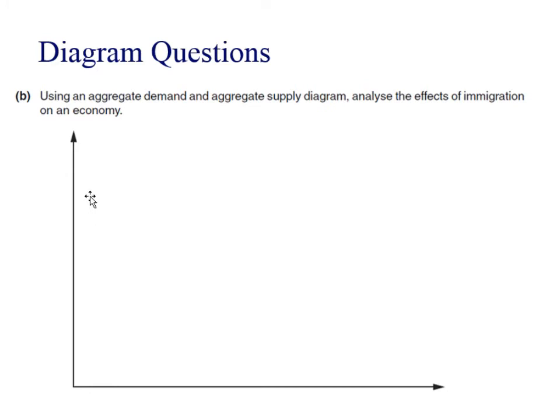So I imagine we have AD sloping downwards, we have AS sloping upwards. Analyse the effects of immigration on an economy. Well, you have to think, what would that affect? Would that affect AD or would it affect aggregate supply? So AD is made up of C plus I plus G plus X minus M. Well, if you have immigration, then you have an increase in your population, and so then we should see an increase in consumer spending. So you might have an increase in aggregate demand.